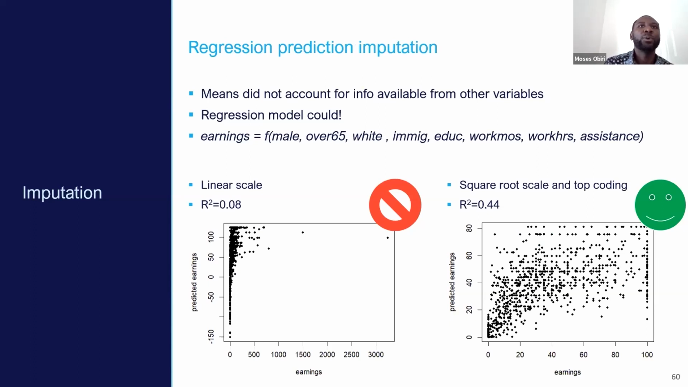And then there's also regression imputation, where, depending on the type of missingness that you have in your data set, you can use a regression model to model your variable as a function of the other variables in your data set. Then you can use predictions from your model to replace the missing values in your data set. So in our survey data, we can model earnings as a function of the other variables in the data set.